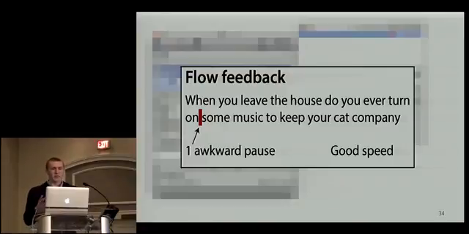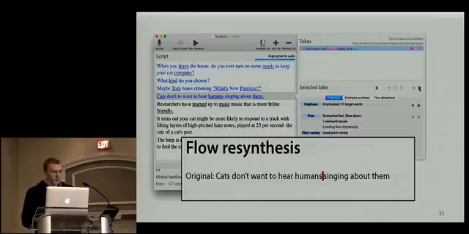So it had pretty good speed, but there was that awkward pause between on and some. So we also provide flow resynthesis feedback, which slows down or speeds up the recording as necessary, and it also strips out these awkward pauses. So, for example, it could take this sentence, this original recording.